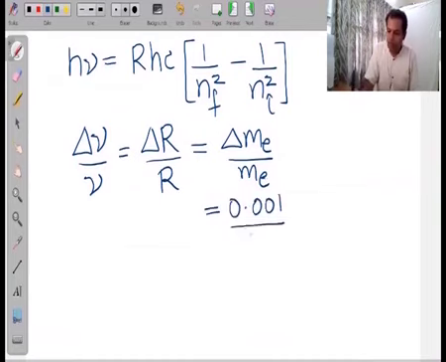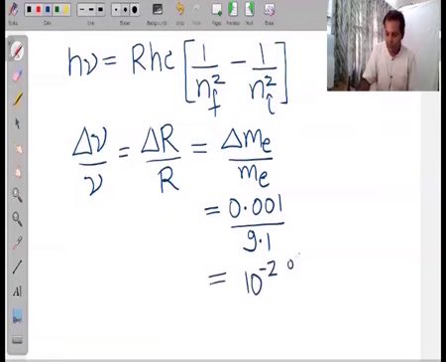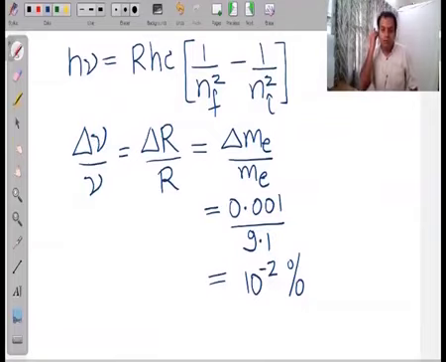So this is clearly 0.001 upon the mass of electron being 9.1. This is the deviation from the mass of electron if you consider the reduced mass instead of the mass of electron, and that gives us a value of about 10 raised to minus 2 percent. So we can get the value of the shift in the Balmer line based on this correction. That essentially completes this problem, and let's move on to the next one.